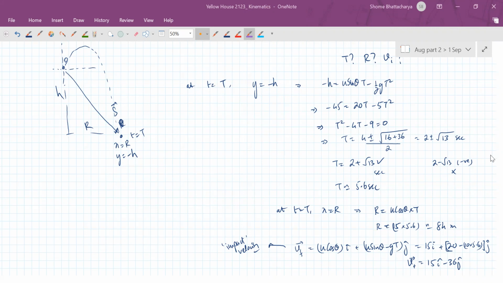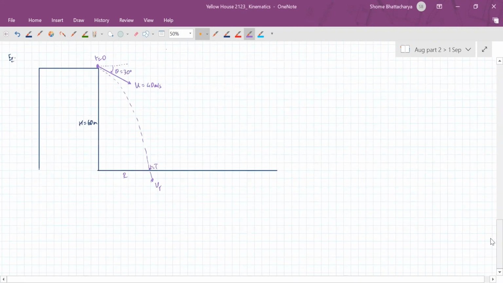Okay, so hope you're finished with this question. Now moving on to this example. So we'll take g as 10 only. In this again, I want you to find all these things.